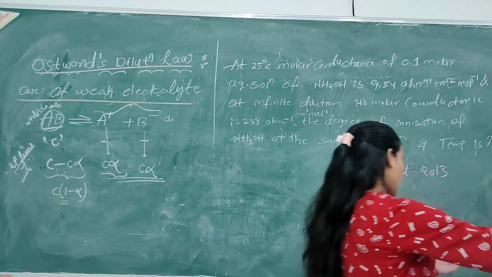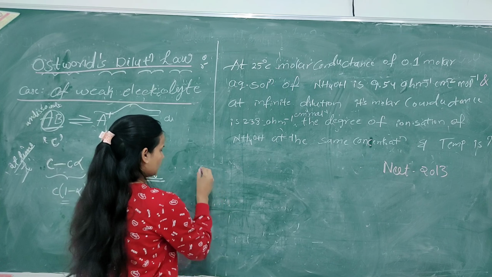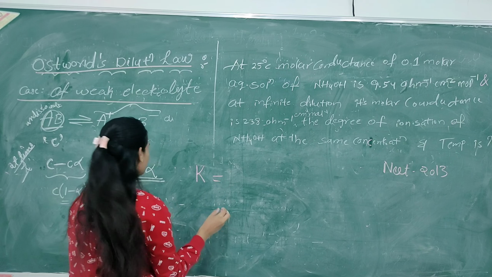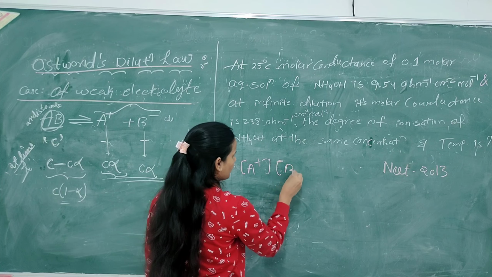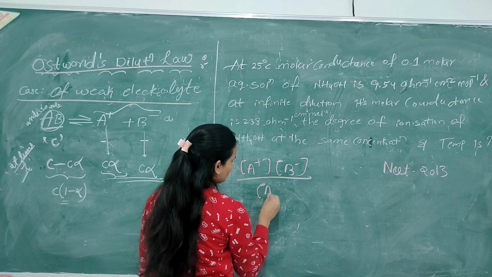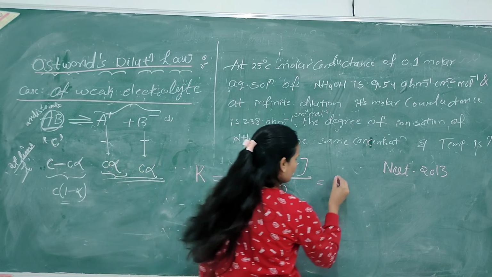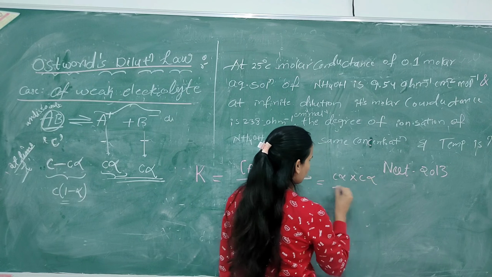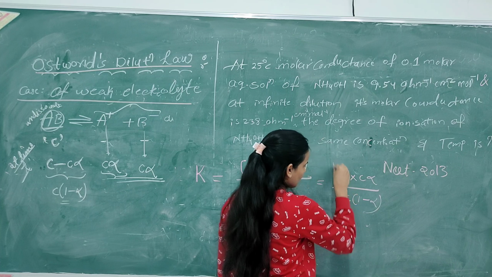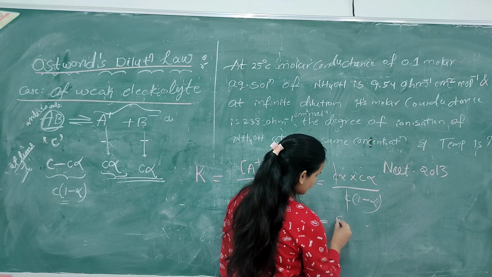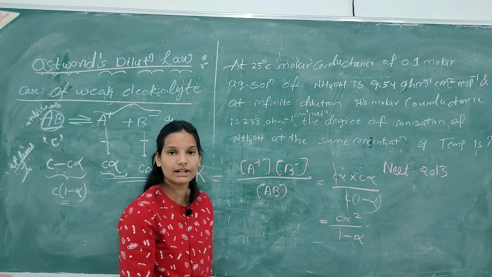Now, if you have read about dissociation constant K, it is given by the dissociated product, A positive, B negative, upon the undissociated product. Now tell me the value at time t. A positive value is C alpha into C alpha, B negative value, AB's value was C 1 minus alpha. Simply cut this C with this C and you will get C alpha square upon 1 minus alpha. What is alpha? Alpha is simply the degree of dissociation.